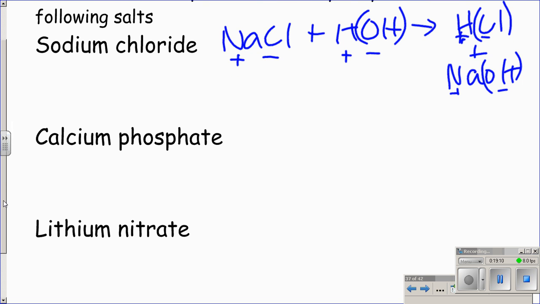Calcium phosphate. You guys do these two. I want calcium phosphate, lithium nitrate. Did I write these on your paper? Maybe. Okay. So the polyatomics are coming back to haunt you. They don't feel love. They need you to pay attention to them again.